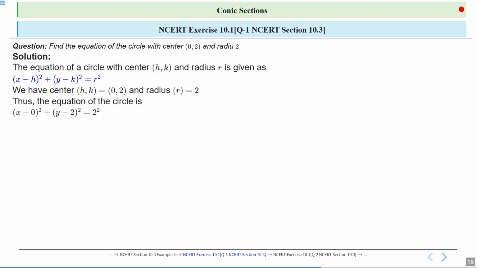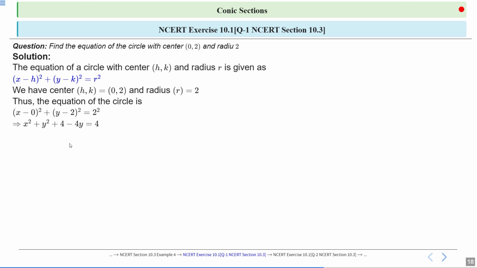So thus the equation of the circle is (x minus 0) whole square plus (y minus 2) whole square equal to 2 square. After putting the values of h equal to 0, k equal to 2 and r equal to 2, we obtain this equation. After simplifying, we obtain x square plus y square plus 4 minus 4y equal to 4. Basically, we expand (y minus 2) whole square as y square minus 4y plus 4, and we obtain this equation.